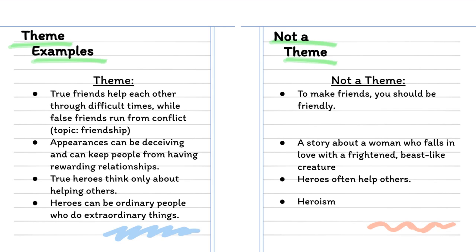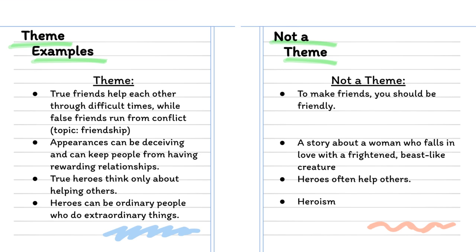Now here's an example of what a theme would look like. If my topic was friendship, then a theme would look like this. True friends help each other through difficult times while false friends run from conflict. An example of what a theme would not look like is this. To make friends, you should be friendly. It's good advice, but it's not a theme.